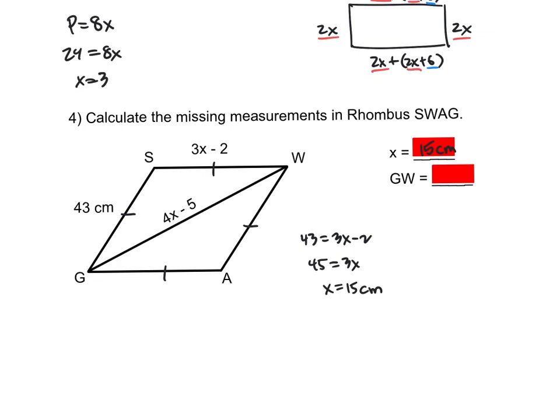Rhombus swag. Wow. Who made this example? Probably Todd Hill. Okay, 4x minus 5. If we plug in, this will be GW, right? This is the length from G to W, or the distance there. I'm going to plug in a 15 for x. That'll be the distance from G to W. 15 times 4 is 60. 60 minus 5 is 55 centimeters.